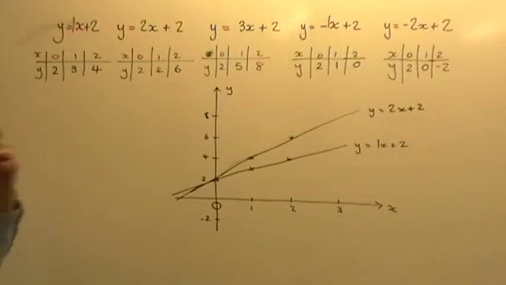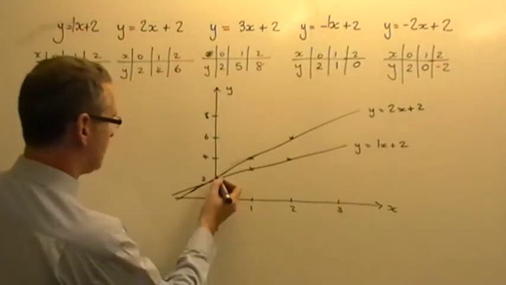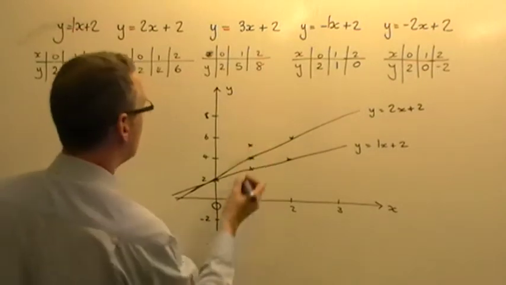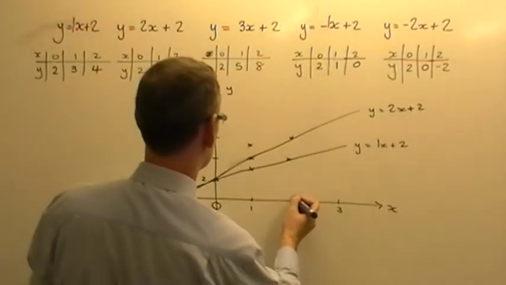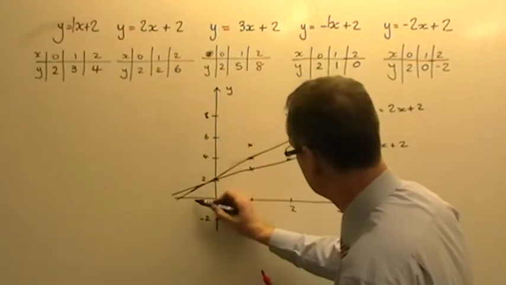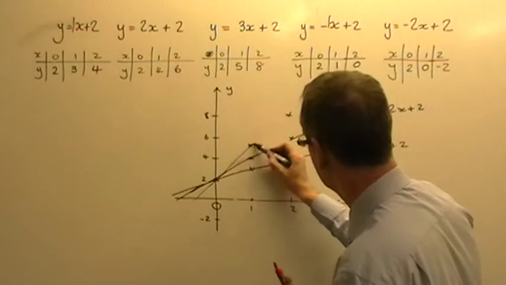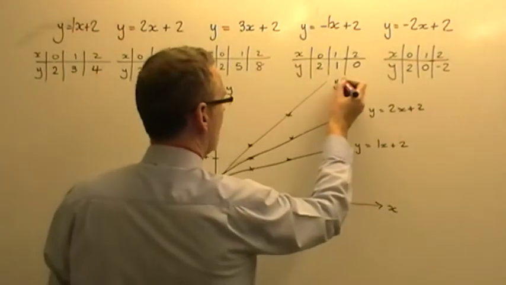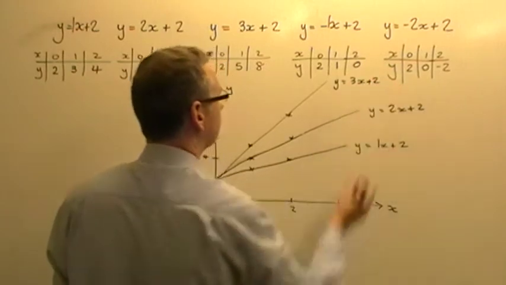Okay, next one. 0, 2: 0 across, 2 up, same place. 1, 5: 1 across, 5 up. And then 2, 8: 2 across, 8 up. And if you get yourself a straight edge and join up, you're going to get a straight line looking something like that. That's y equals 3x plus 2.